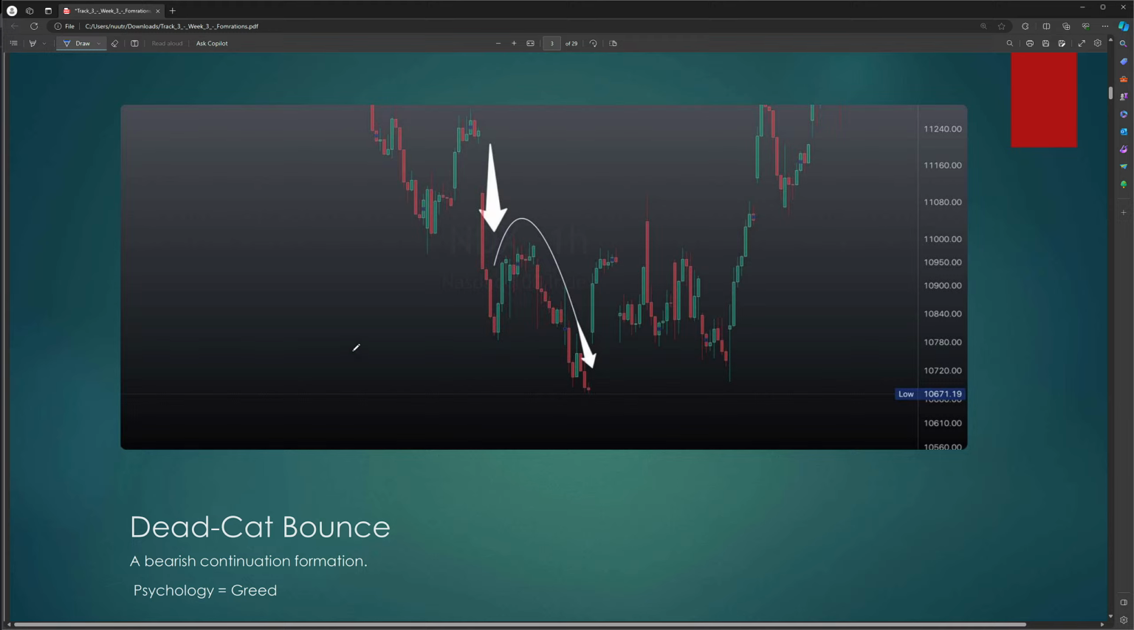Okay, so this is a dead cat bounce. It's a bearish continuation formation, and the psychology built around the dead cat bounce is greed. Now, the reason why it's greed is because somebody may be trading this.